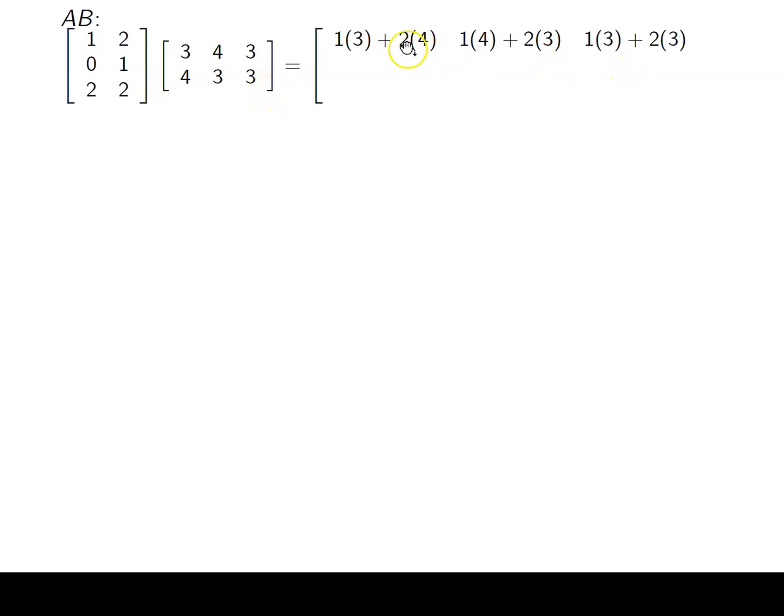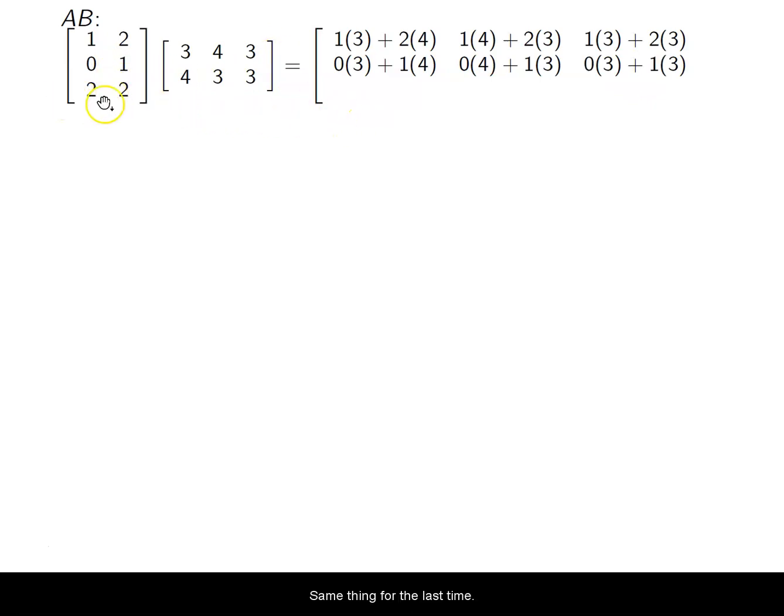And then I'm going to move on to the next row, because now I'm going to create the next row in my product. So this row times this column is going to make the entry in the second row first column: 0 times 3 plus 1 times 4. This row times this column will make the entry in the second row second column. Okay, second row second column. So 0 times 4 plus 1 times 3. And then the second row times the third column will make the entry in the product of the second row third column, or 0 times 3 plus 1 times 3.